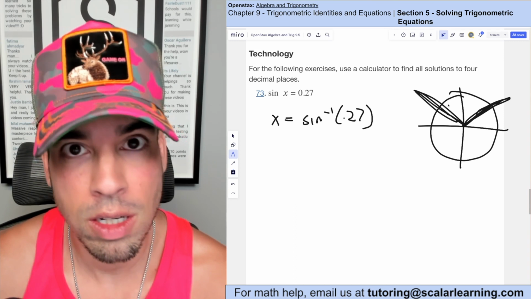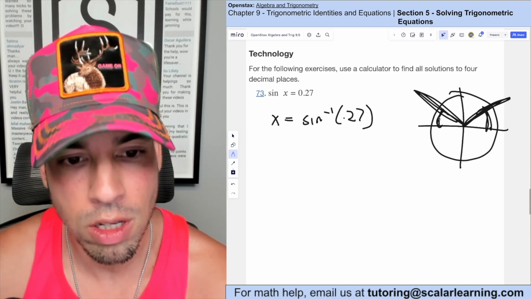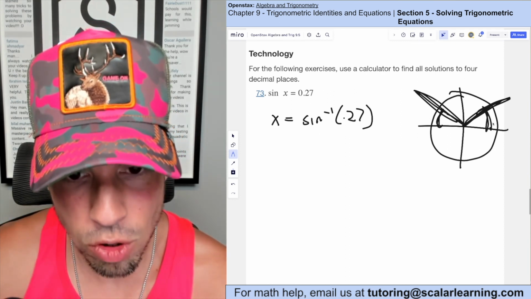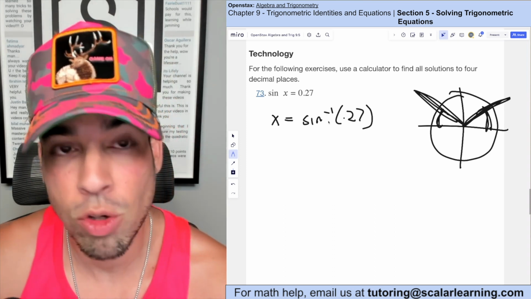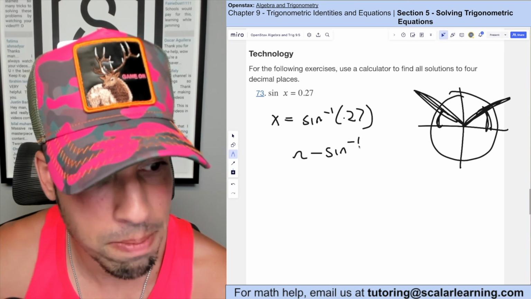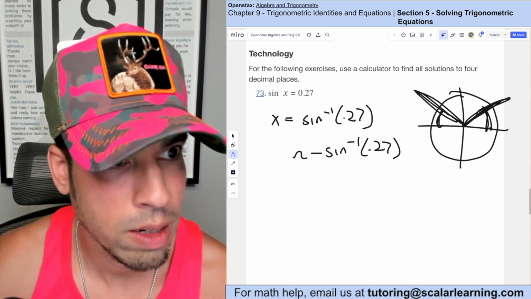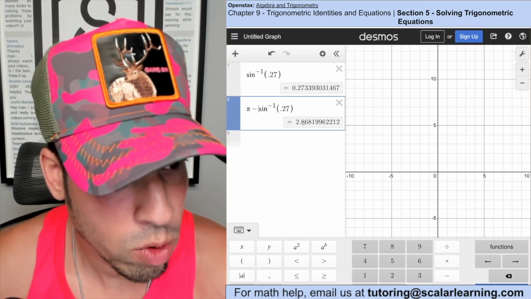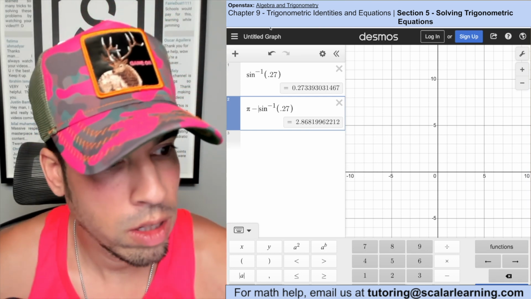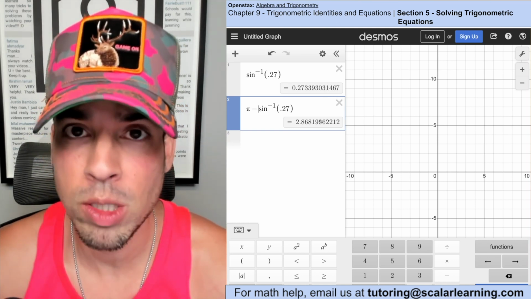So we also need another angle in the second quadrant that is the same reference angle as this first angle in the first quadrant. So the way we can get that is by taking an angle in the first quadrant and subtracting it from pi. So my 2 solutions are going to be this and this, okay, where it's pi minus arcsine of 0.27. Let's plug it into the calculator and see what we get. So our 2 solutions are 0.2734 and 2.8682, okay? But there's one other thing. So as we write these down, there's one other thing to remember. They said all solutions. So this is just 2 between 0 and 2 pi.